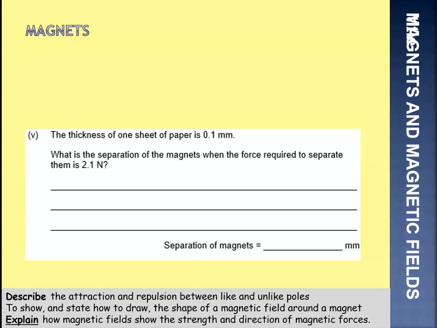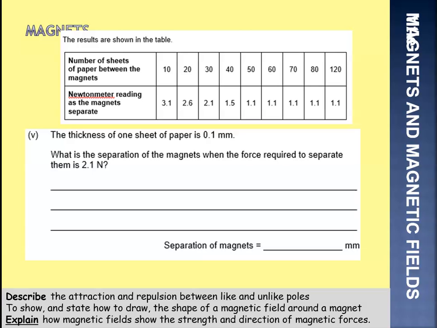What's the separation of the magnets when the force required to separate them is 2.1 newtons? What you need to do for this is look back on the table of results. Give you a minute with that. Okay, so we're looking for 2.1 newtons. Read along on your table there. 2.1 newtons is equal to 30 sheets of paper. We know one sheet of paper is 0.1 millimeters, so what we need to work out is the thickness of 30 sheets of paper. Simple equation, 30 times 0.1 would give us our answer in millimeters, giving us an answer of 3 millimeters.